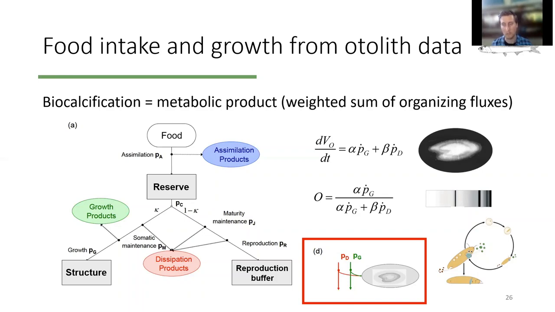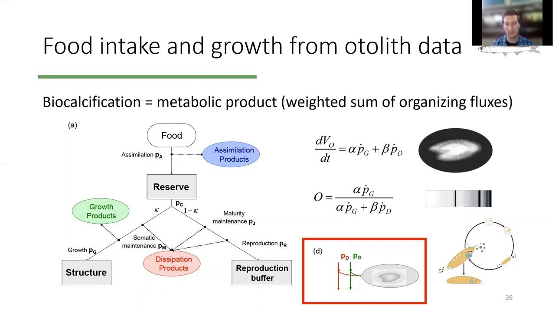First, there is just their volume that we can track. And you have here an equation about the variation of volume, which is, as I said, a weighted sum of the contribution of these two fluxes, growth and dissipation. And we can also look at the opacity of this structure, which is a very particular feature of these structures. As time goes and metabolism fluctuates, the opacity of the otolith will change.